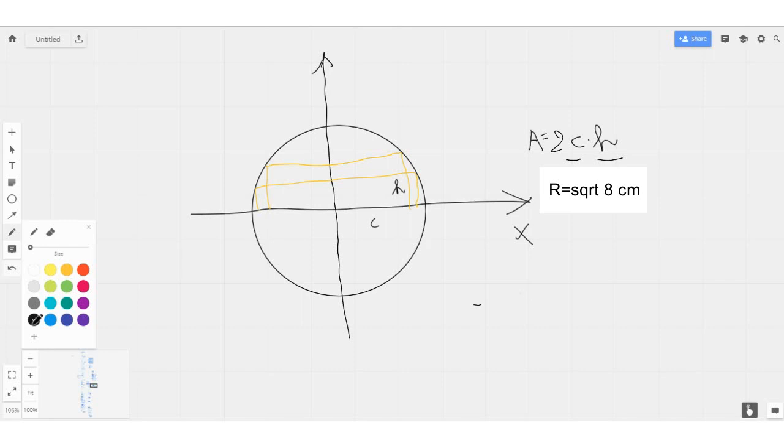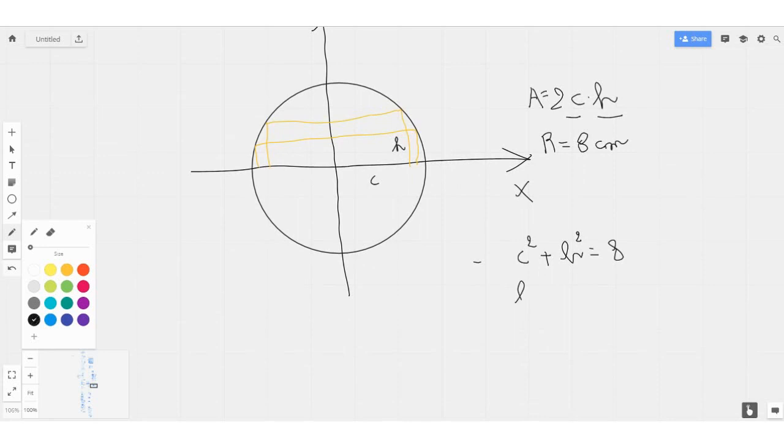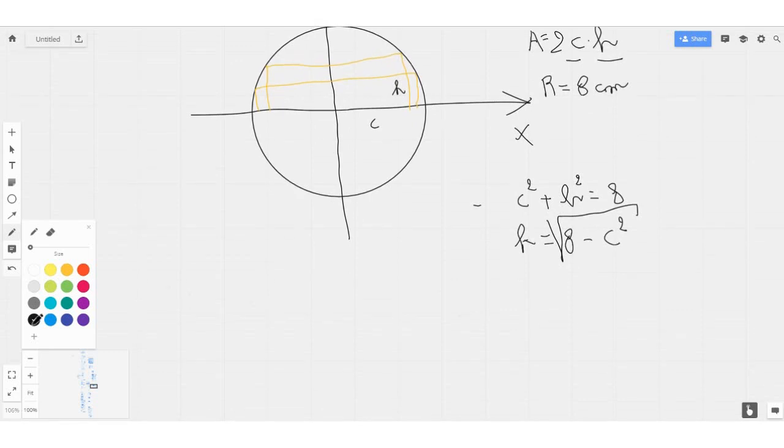We also know that C squared plus H squared is equal to 8. So from here we can say that H is equal to 8 minus C squared, and we have to square root it. Alright, then we can say that the area is equal to 2 times C times H. Now we can express H as a function of C, which means square root of 8 minus C squared. As you can see now, we only have one variable, which is C.